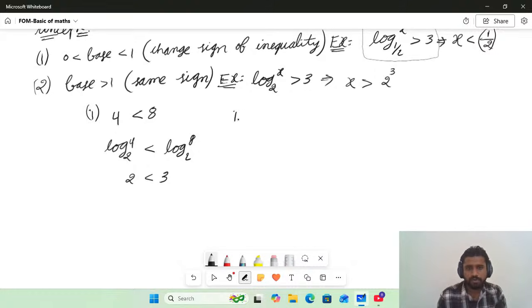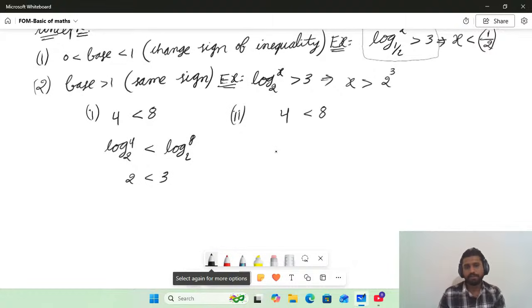Now consider one more case where the base is lying between 0 and 1. The same example you can take: 4 is less than 8. If you apply logarithm with base 1 by 2 on both sides, log 4 with base 1 by 2 and log 8 with base 1 by 2.